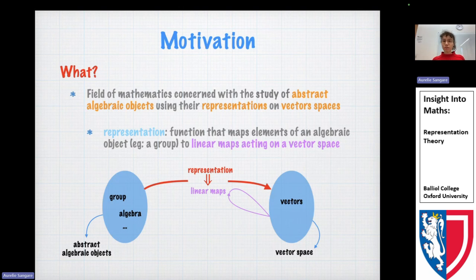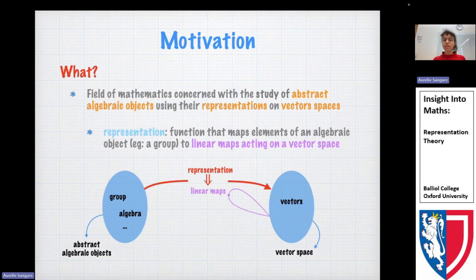And finally, we have representations which allow the abstract algebraic object to act on vector spaces. More precisely, a representation is just a function that takes elements in your abstract algebraic object. So this object could be a group or an algebra, and your representation is a function that takes an element in your algebraic object and associates to it a specific type of function called a linear function or a linear map. So map and function are just synonyms. Your representation associates a linear function, which acts on a vector space.